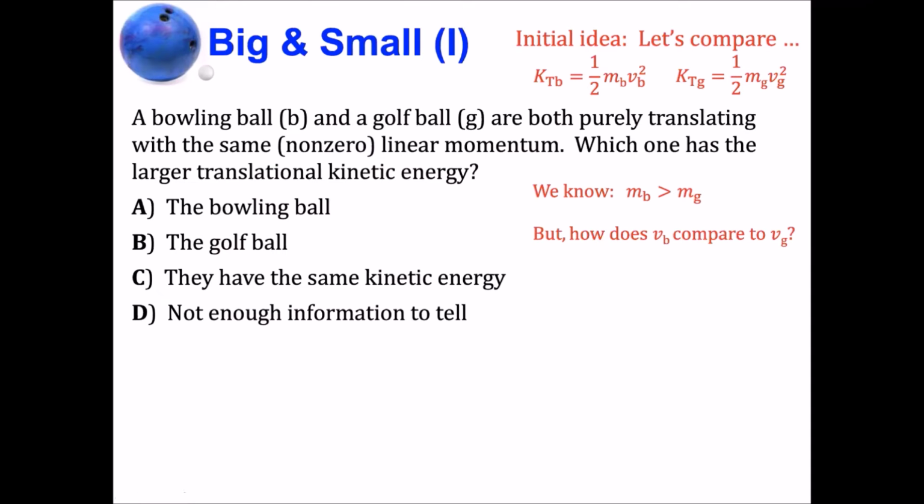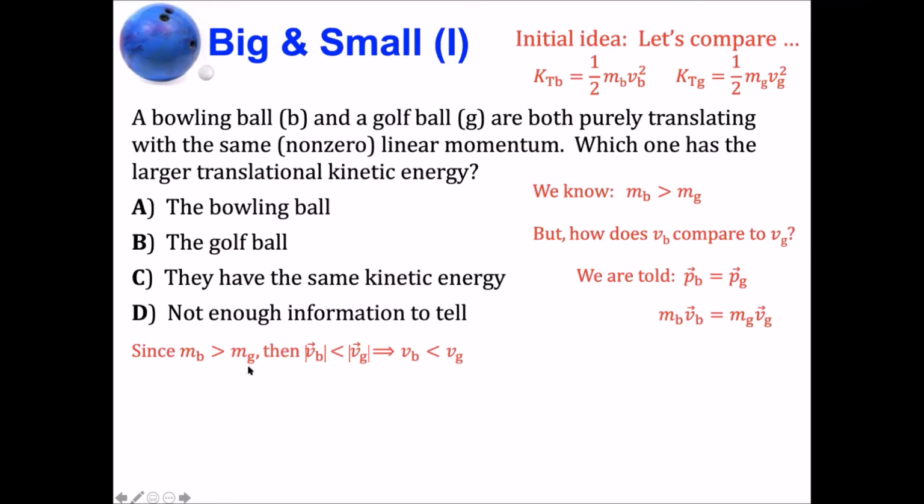Well, some information that we have is that we are told that both balls have the same non-zero linear momentum. So the linear momentum vector of the bowling ball is the same as the linear momentum vector of the golf ball. Knowing that, we can write out the linear momentum expressions in terms of the masses and velocities. And since the mass of the bowling ball is larger than the mass of the golf ball, the linear momentum relationship tells me the speed of the bowling ball must be smaller than that of the golf ball. So that gives you some information about both the mass and the speeds of the two balls.